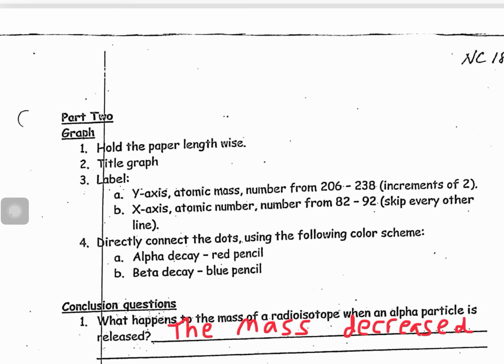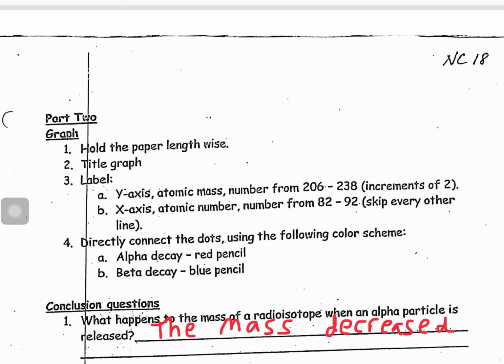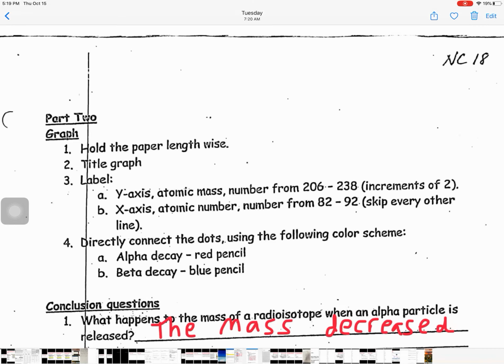The directions say hold the paper lengthwise. What they mean by lengthwise is normal. I don't know why they wrote it like that. Title the graph. The graph, you could just title it atomic number versus mass number. Something like that. Labeling. Your y-axis, that's the one that goes up and down.